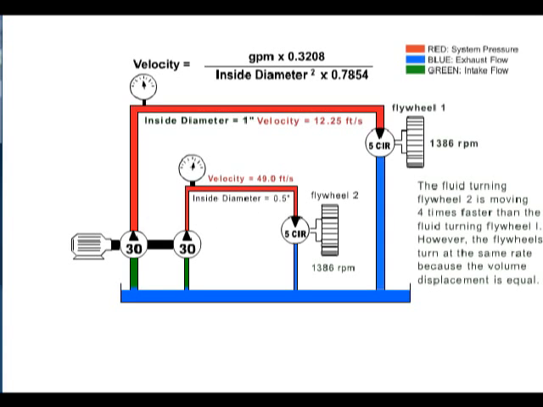To better illustrate this principle, we have two simple systems in which two pumps of equal displacement of 30 gallons per minute move fluid through conductors of different sizes. The displacement remains equal, while the velocity of the fluid varies with the size of the conductor. The fluid turning flywheel 2 is moving 4 times faster than the fluid turning flywheel 1 because the inside diameter of the pipe for flywheel 1 is twice the size of the inside diameter of flywheel 2. However, the flywheels turn at the same rate because the volume displacement is equal in both systems.